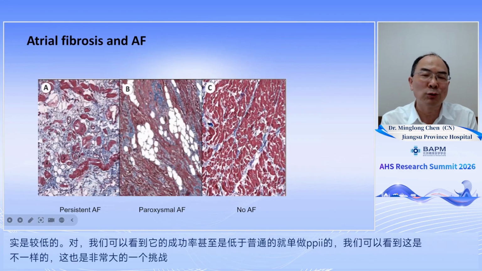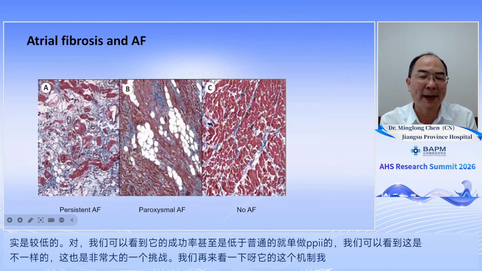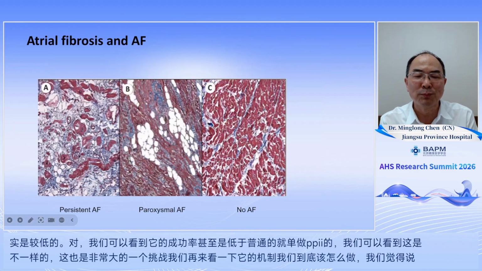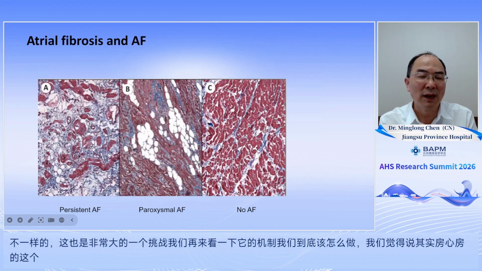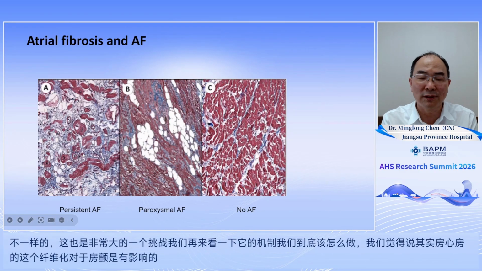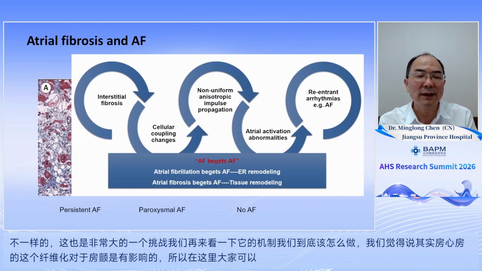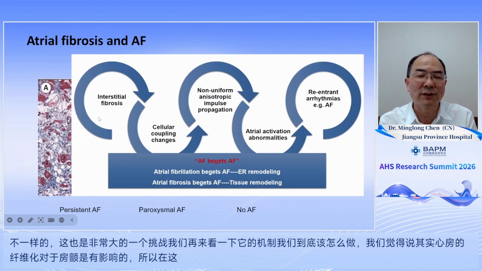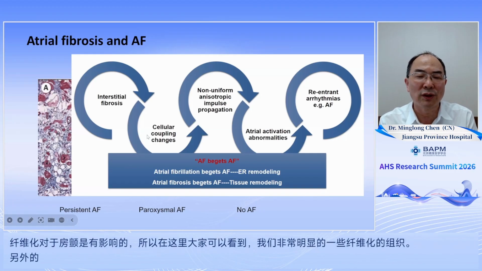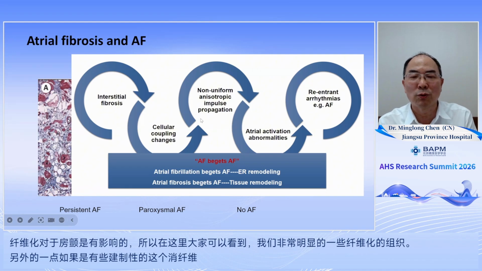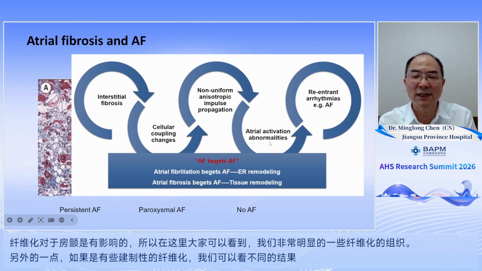I think atrial fibrosis contributes to the maintenance of atrial fibrillation. So this is persistent AF. You can see the heavy burden of the fibrotic tissues. And when interstitial fibrosis occurs, you can see that the cellular coupling is diminished, and it also promotes anisotropic impulse propagation and atrial activation abnormalities.